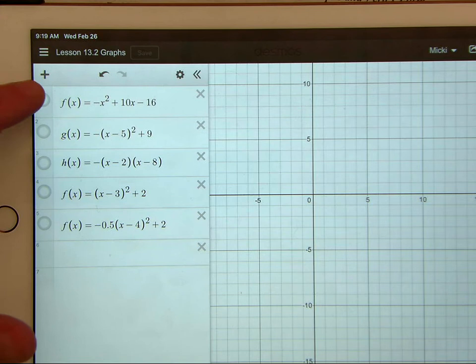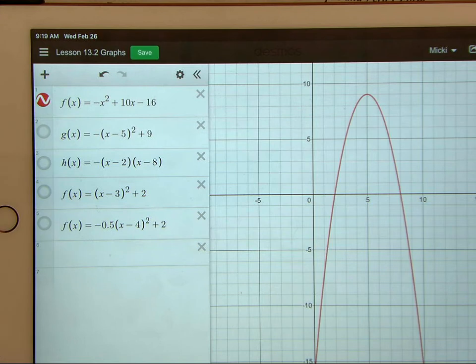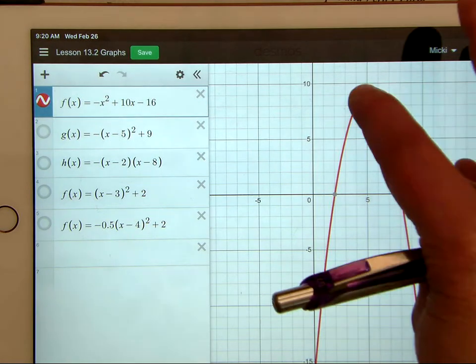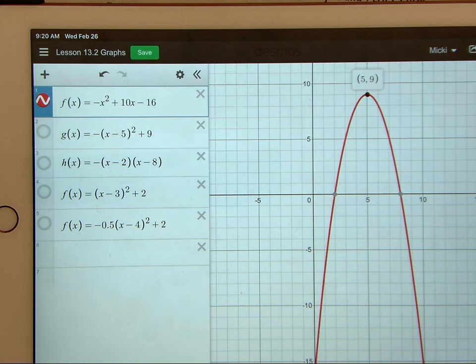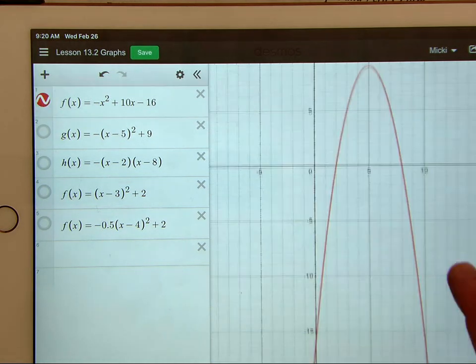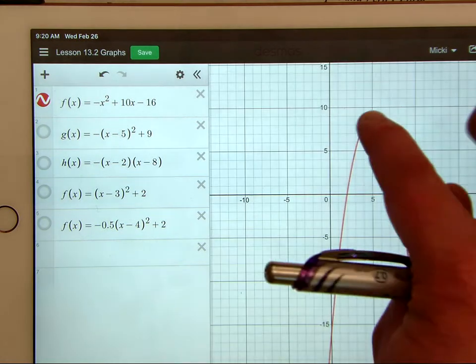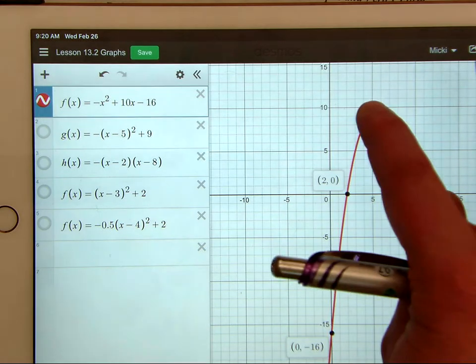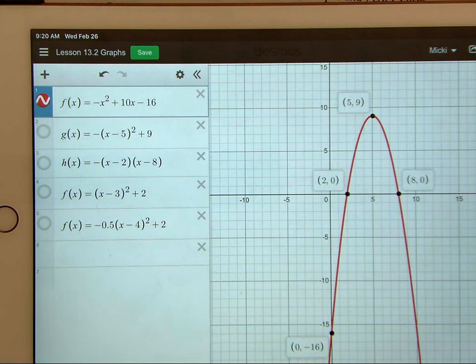So if I click on the one, that's the first one. We're looking for some key points. If you have a touch screen, you can click on the points and it should tell you the ordered pairs. What do we call that point right there? The vertex. And then here we have x-intercepts, and there's our y-intercept. Because this is a touch screen, I can just move it around, and I have some of the key points. Will you do me a favor and write some of those down for me? So we have the vertex, the x-intercepts, and then the y-intercept. That's the first equation.